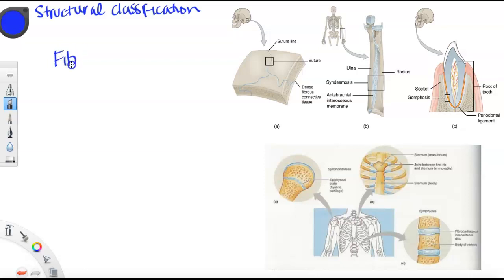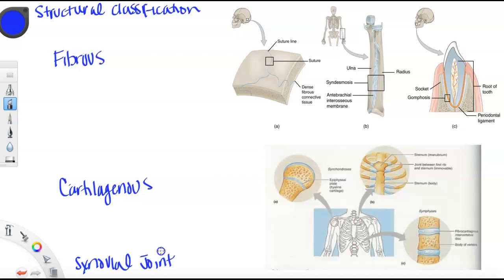We have a fibrous joint, cartilaginous joint, and a synovial joint. So we're going to talk in depth about the synovial joint, so we'll set that off for later, but let's look at the fibrous and the cartilaginous because there's not that much to it.